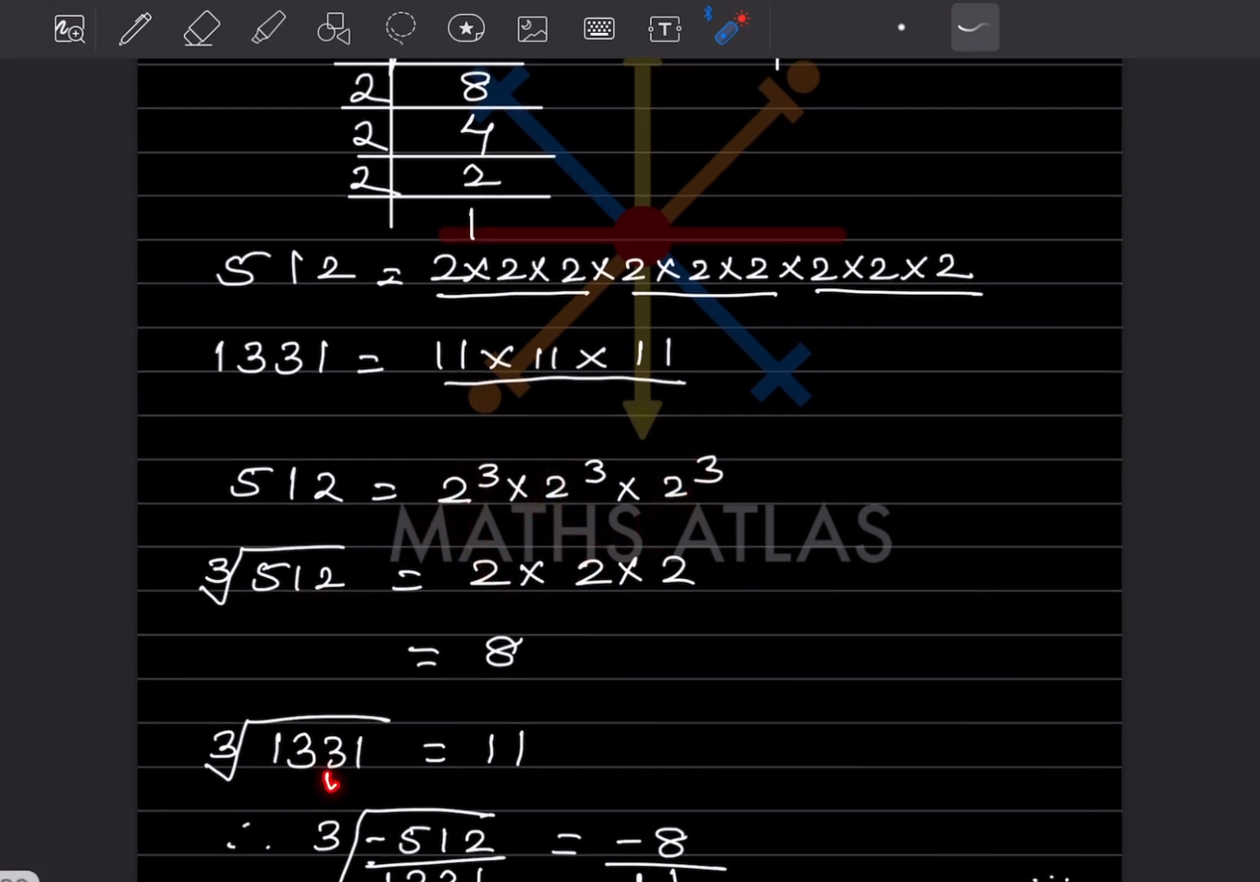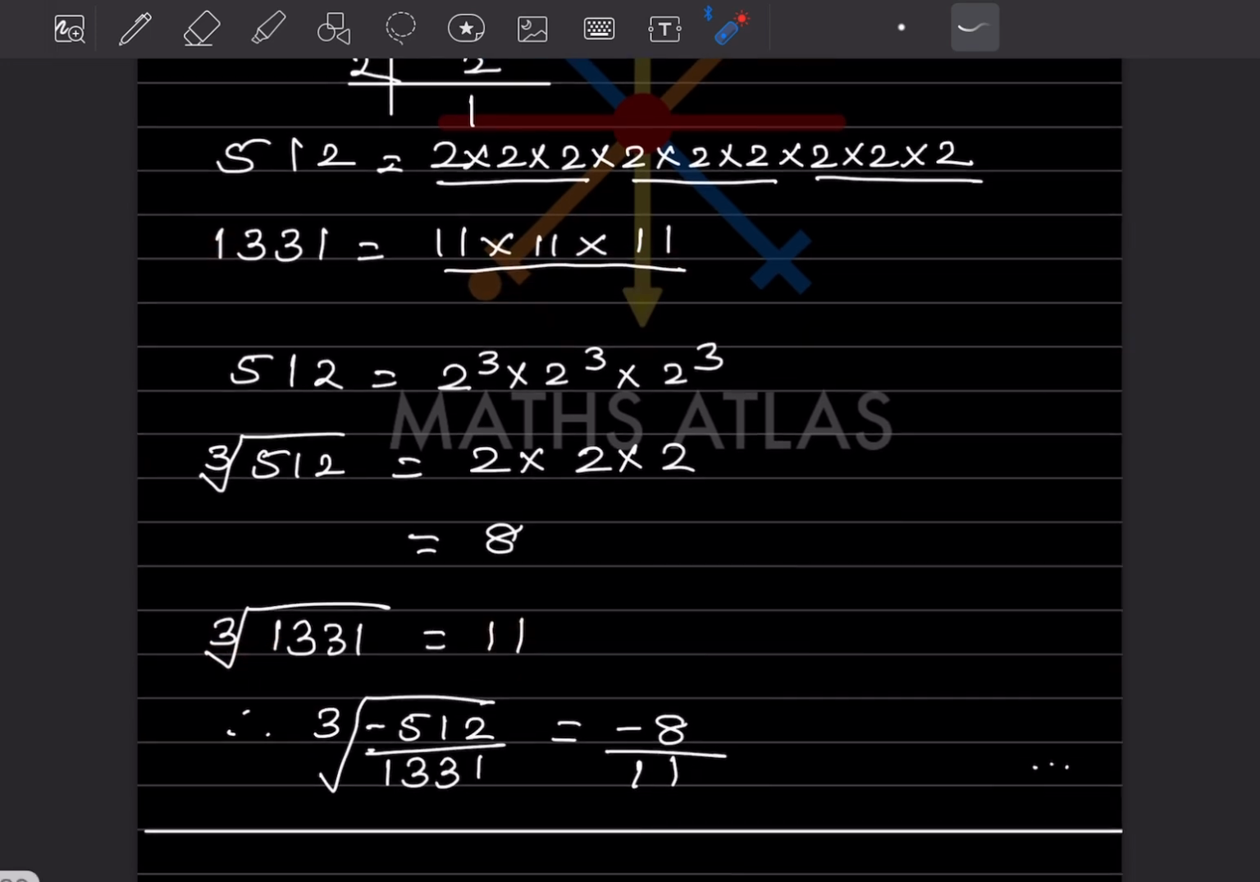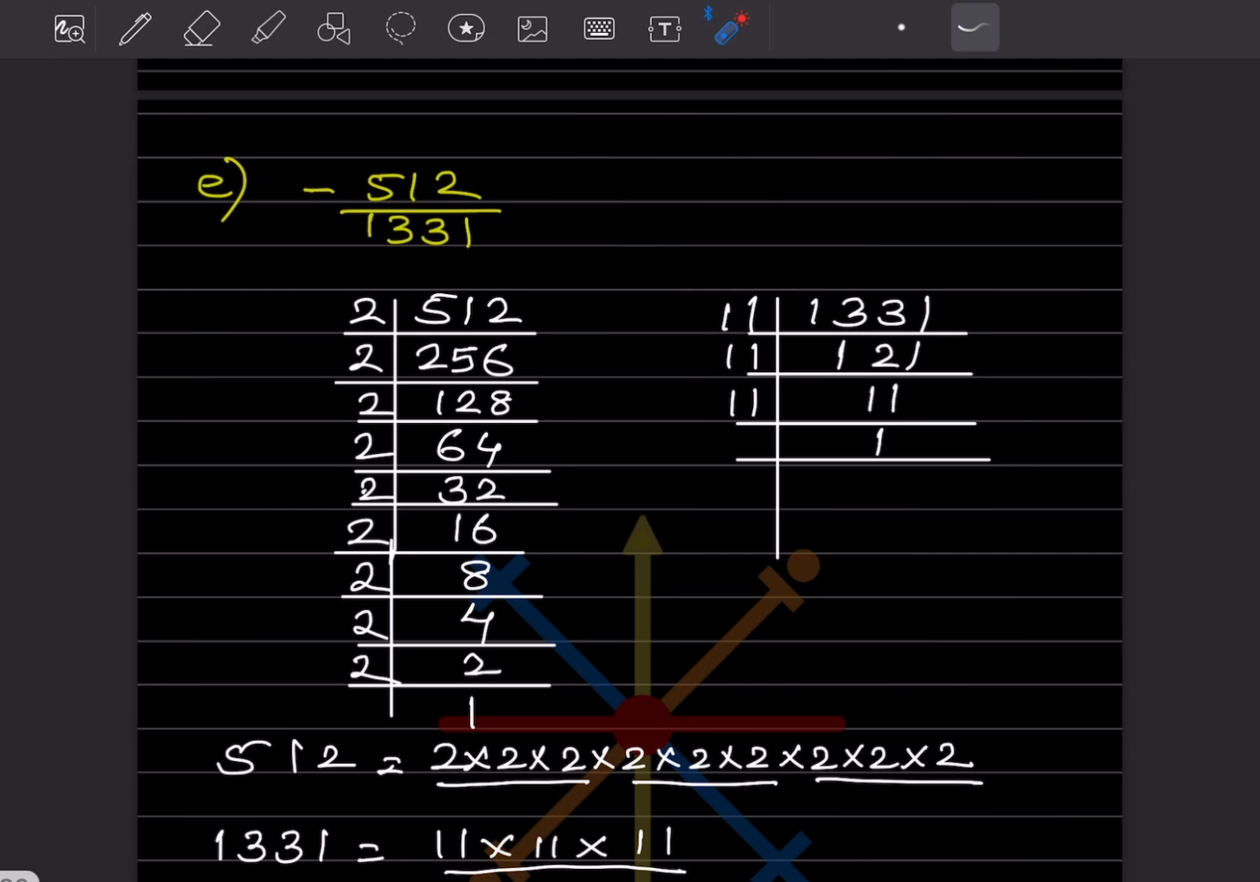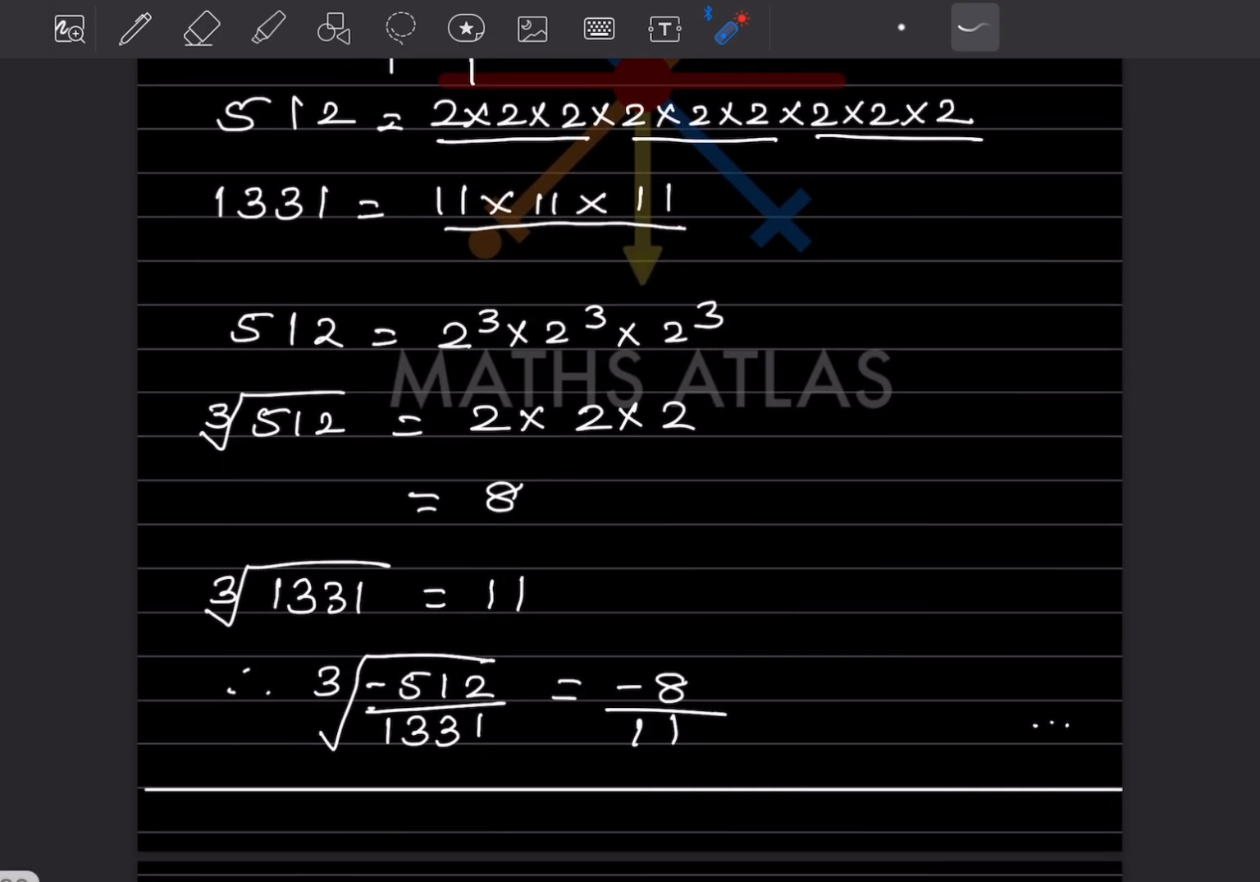And the cube root of 1331 is 11, so you are just going to put 11. But now we want the negative sign, because it is negative here. Therefore the cube root of minus 512 divided by 1331, you just put your minus, and this is 8 because the cube root of 512 is 8 and of 1331 is 11. So this is the answer.